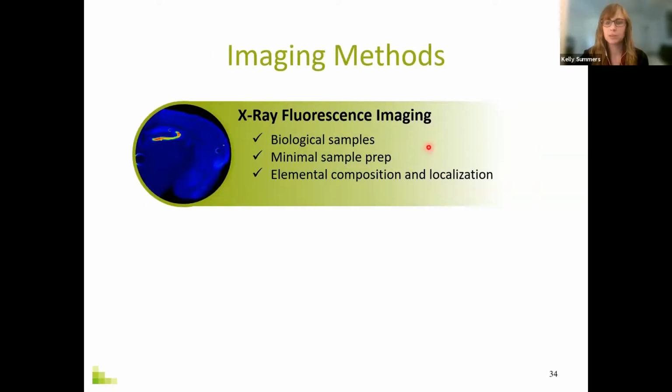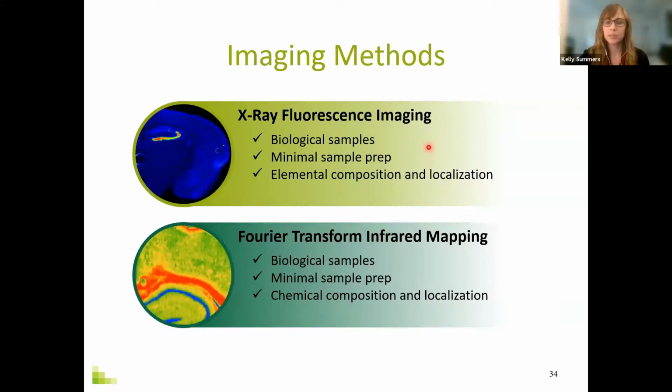And so for these, we've used two imaging methods. We use X-ray fluorescence imaging, which is a fantastic technique for biological samples because it requires very minimal sample prep. Most of my studies were done with tissue that was just flash frozen, no fixatives, and put on an X-ray friendly substrate, something like silicon nitride, and then X-ray fluorescence imaging can give us elemental composition as well as localization information.